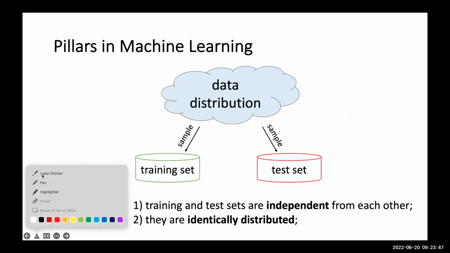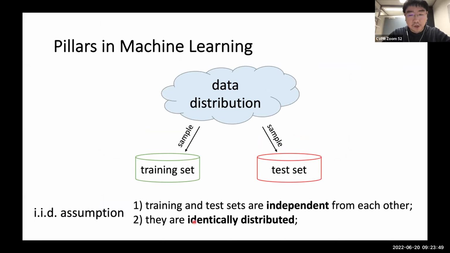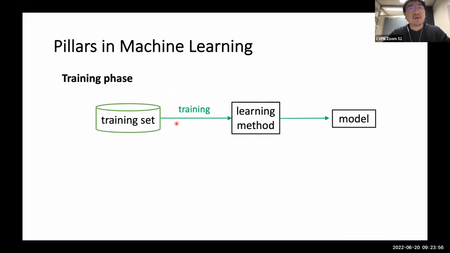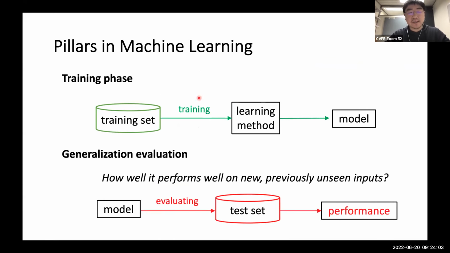Okay, so we also assume that the training and test sets are identically distributed. During training, we use some learning method to obtain a machine learning model. And in testing, when we want to evaluate how well it performs on previously unseen data, we evaluate our model on this previously unseen test set, and we obtain its performance. So it's very standard from our textbook.